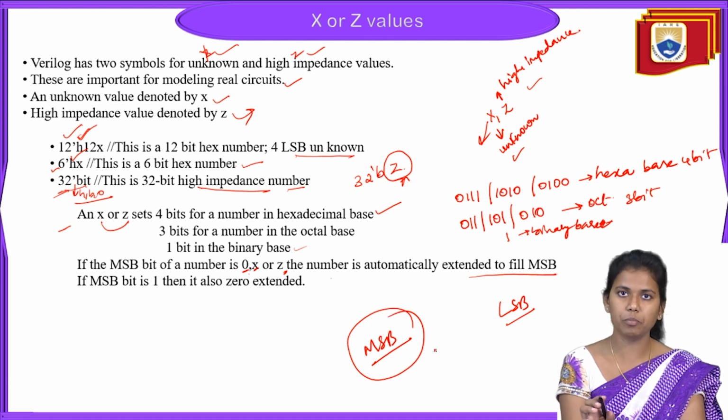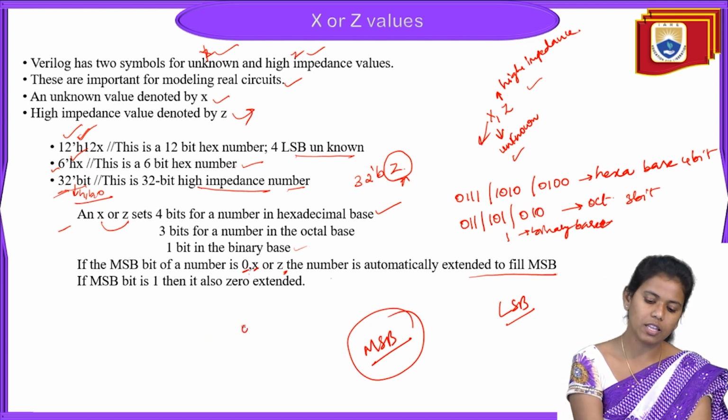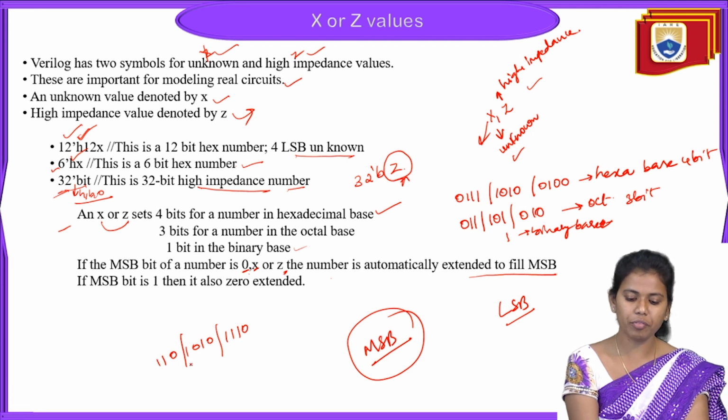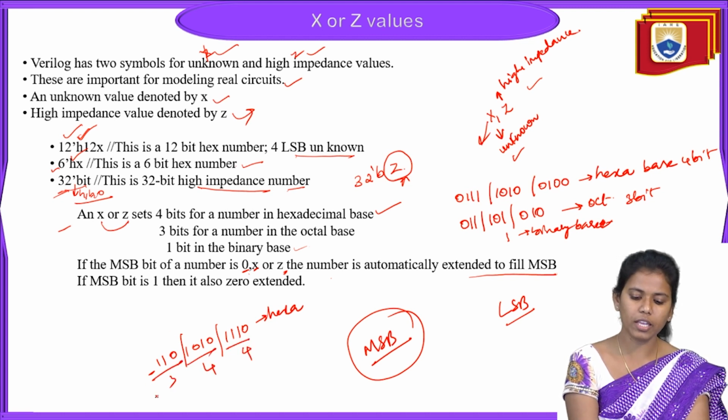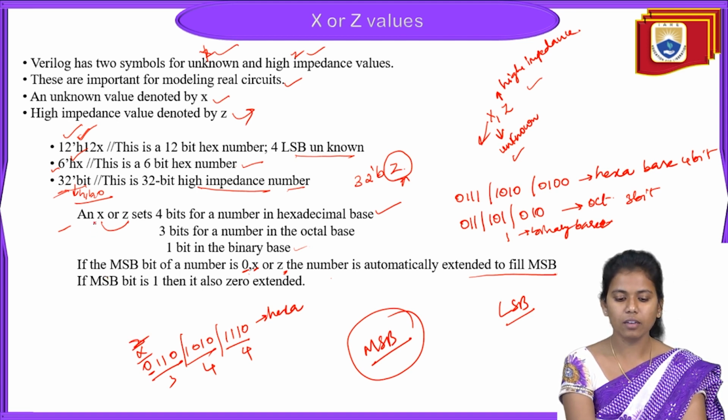For suppose, in examples, there are times where we see only this format, and we are left with only one bit missing. If you consider this hexadecimal, we divide the bits into 4 bits, but here you see only 3 bits. So in this case, you can add a 0. Sometimes you can add X. Sometimes you can add Z. Okay, these X or Z values are important only to model real circuits.